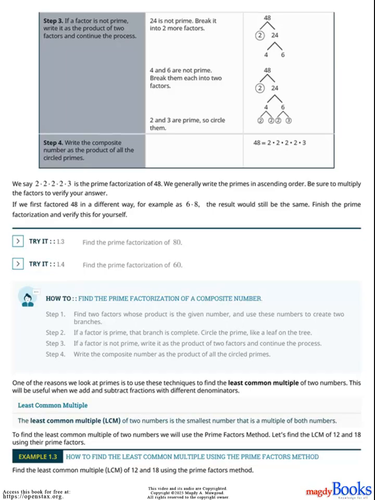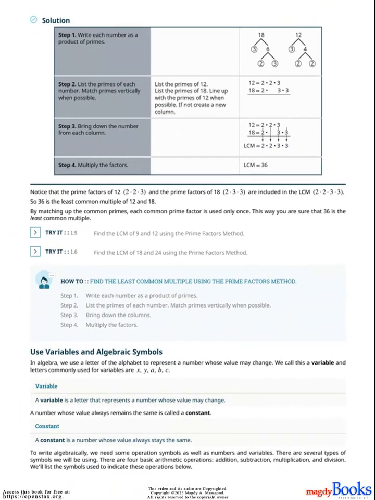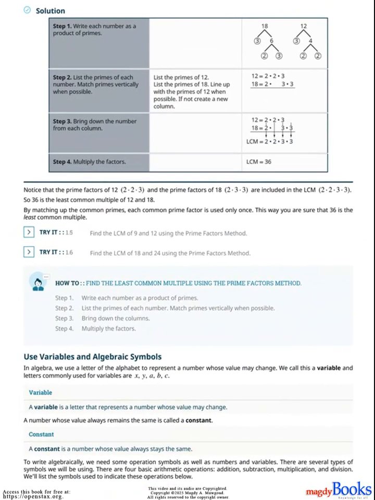Example 1.3. How to find the least common multiple using the prime factors method. Find the least common multiple, LCM, of 12 and 18 using the prime factors method. Solution. Step 1. Write each number as a product of primes. 18 has factors 3 and 6. 6 has factors 2 and 3. 12 has factors 3 and 4. 4 has factors 2 and 2.